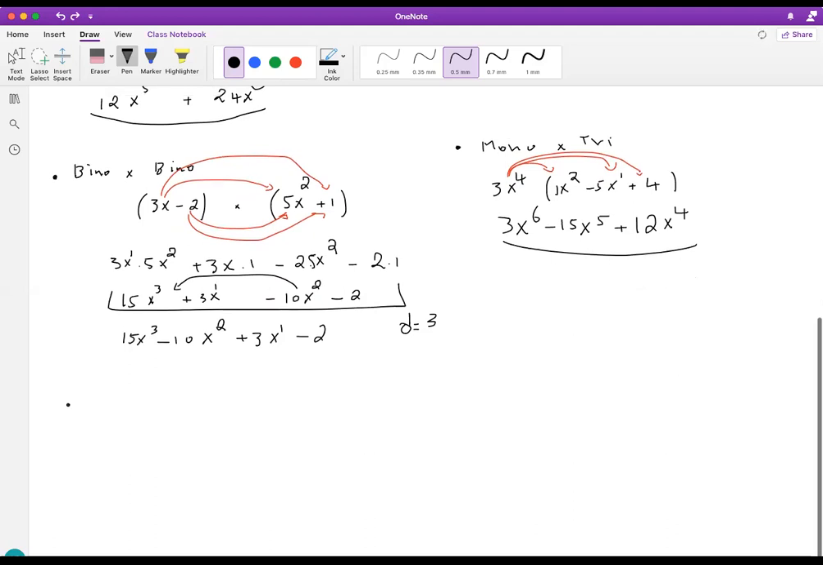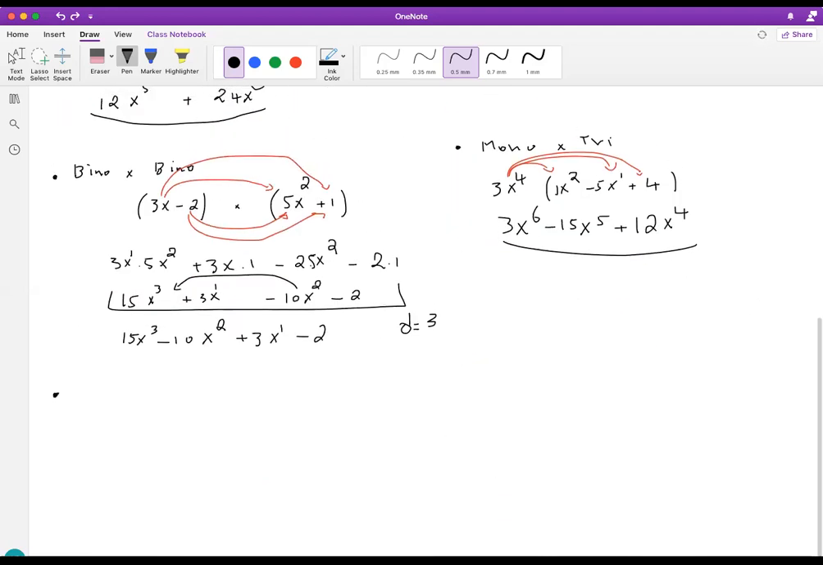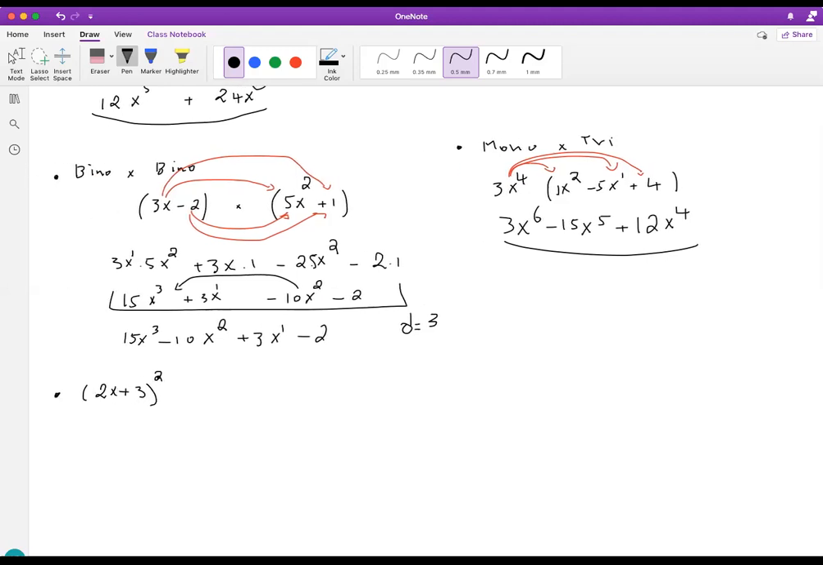The next thing is, let's see how to square a polynomial. You have 2x plus 3 to the second. So this is basically a binomial to the second power. In order to multiply this, we first need to break it down, to expand it.